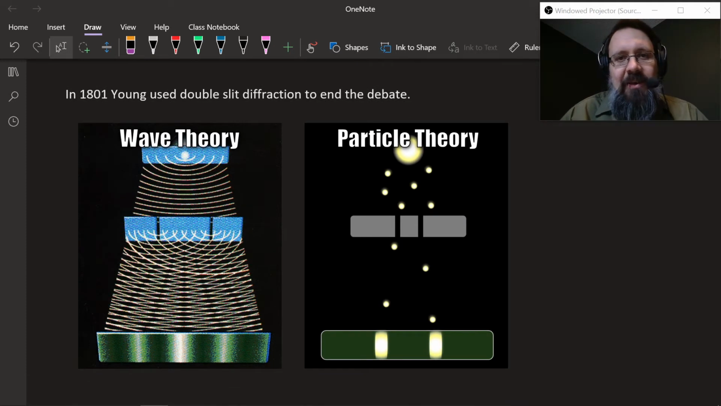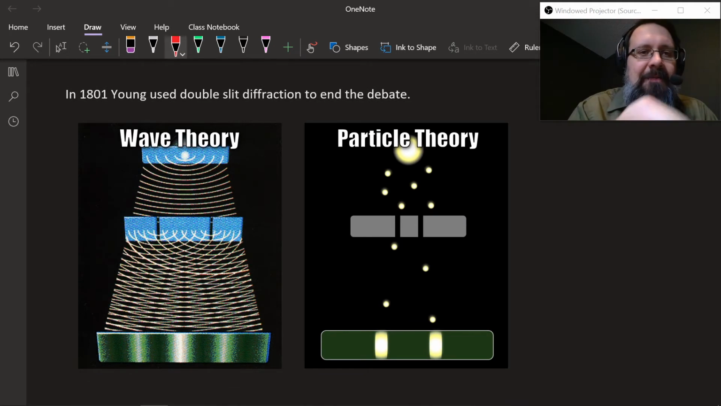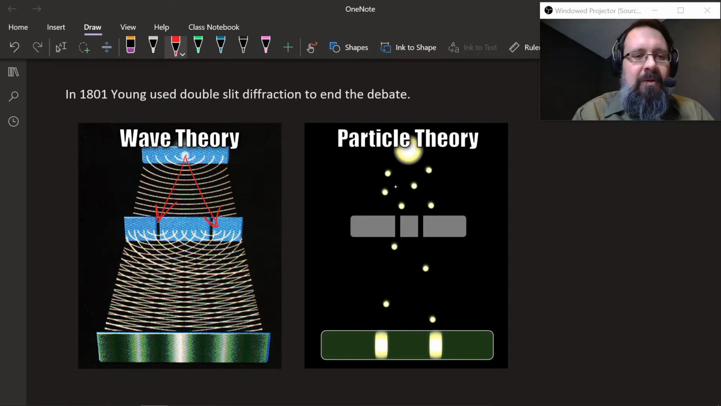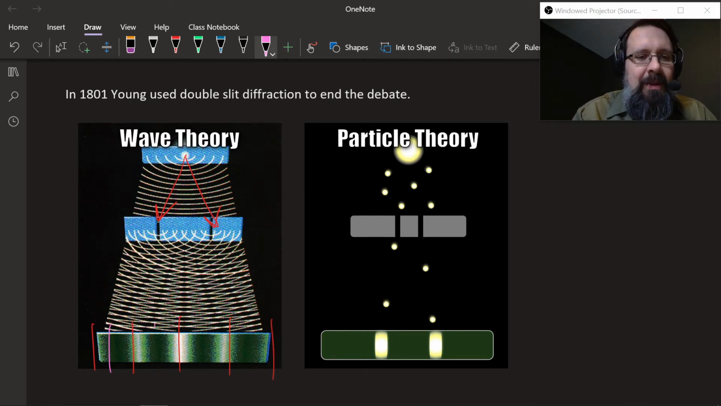So here's the idea. If the wave theory is correct, when the light from our source comes out and hits these slits, the light will diffract, and then you'll have this interference pattern that forms on the screen. So you have some areas of constructive interference along with areas of destructive interference. And so you'll get this interference pattern that forms on the screen.